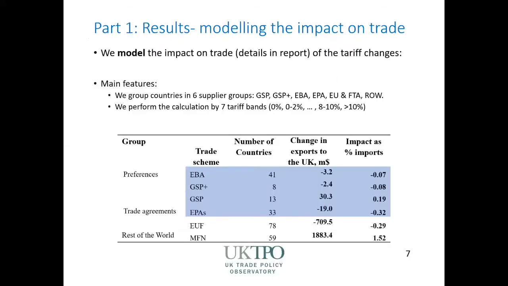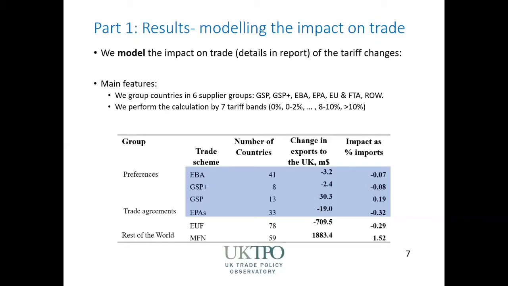Then the next thing we did is we wondered what kind of impact this change in tariffs, basically the switch from the UMFN to the UKGT, will have on trade between the UK and developing countries, and actually all the countries in the world. So for that, we modeled the impact on trade with a stylized model, which is in our report. The main feature of this model is that we group the countries into 6 supplier groups: the 3 GSP sub-schemes, then EPA members separately, EU and FTA partners, and the rest of the world. And we did this calculation by 7 tariff bands to see where the effects are strongest.